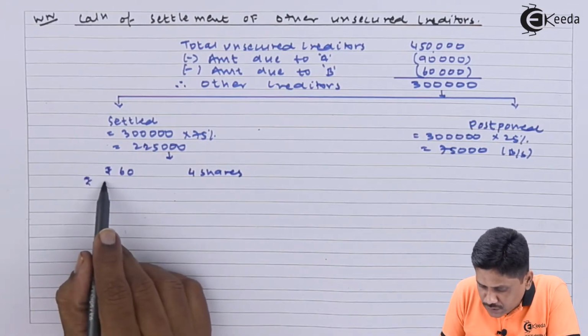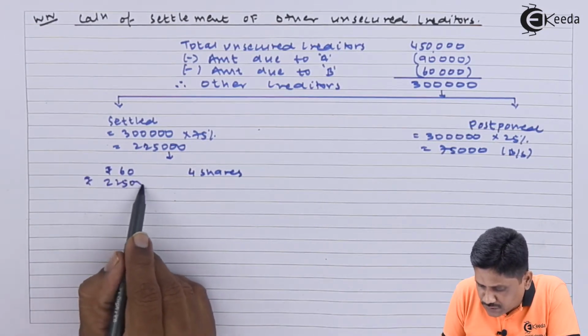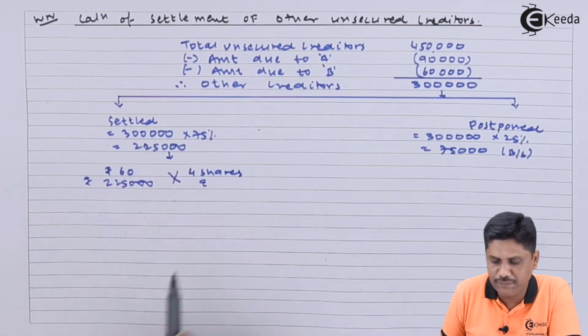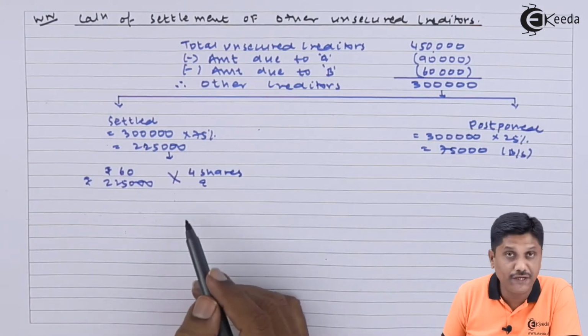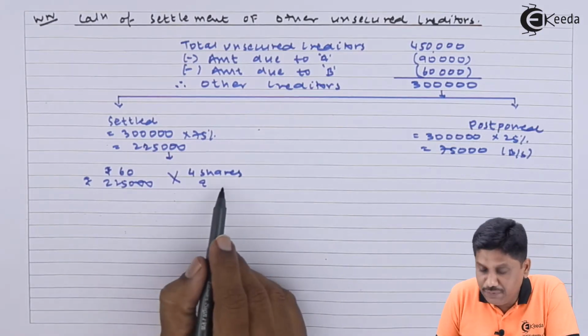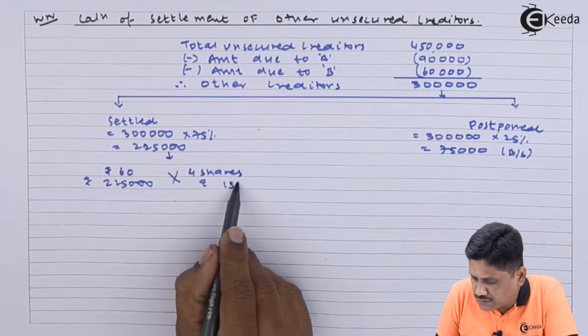I need to settle how much amount here? Rupees 2,25,000. So how many shares do I need to issue them? I need to do a cross multiplication to get the total number of shares to be issued to them. They will be given 15,000 shares.